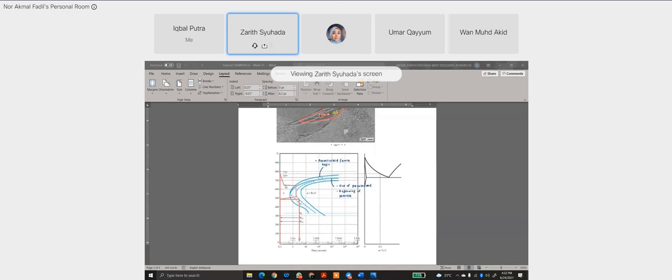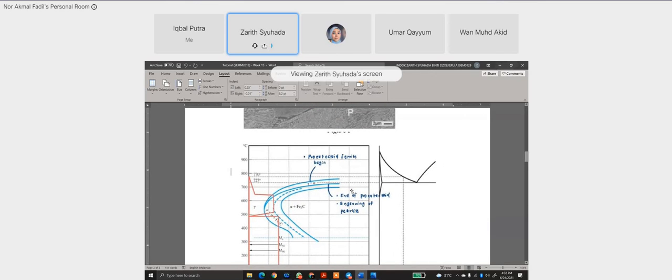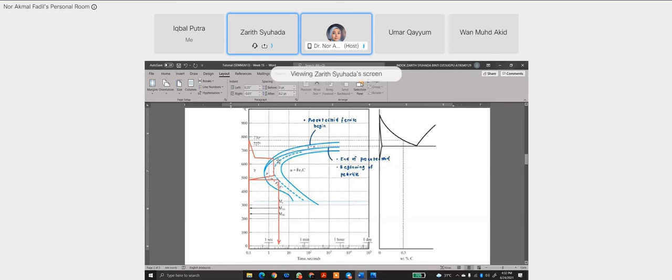So kiranya kalau saya proceed yang line yang ini sampai melebihi line yang ini, besarkan je. Dengar tak? Okay. Kalau saya proceed yang line ni melebihi line yang ini, dia akan jadi 100% proeutectoid je. Mana boleh, sebab dia akan campur eutectoid juga tu.